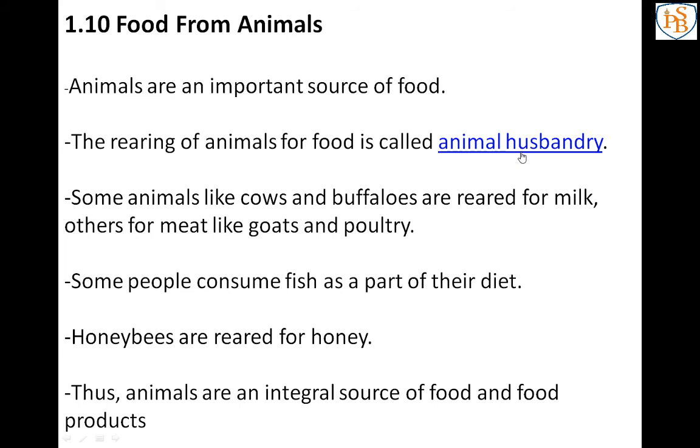But when we are doing animal husbandry, it is important that we provide proper food, proper shelter and care to the animals. So this is a short point of your lesson, food from animals. Like plants, we take food from animals also, and for that we rear animals. It is called animal husbandry, and these are the examples.